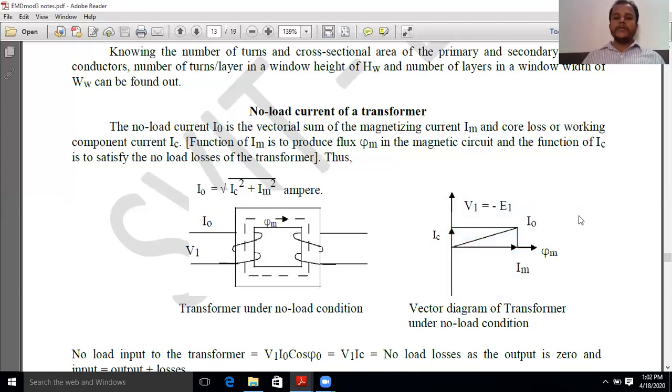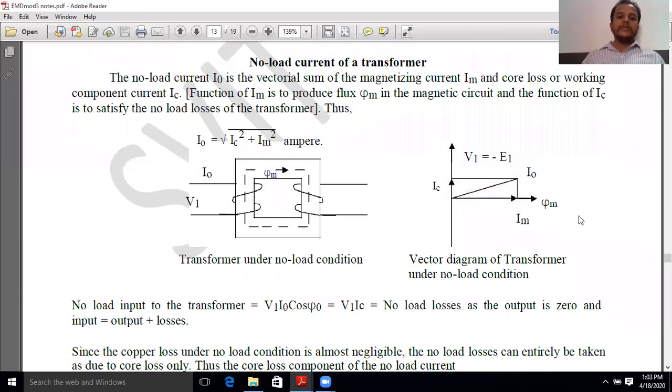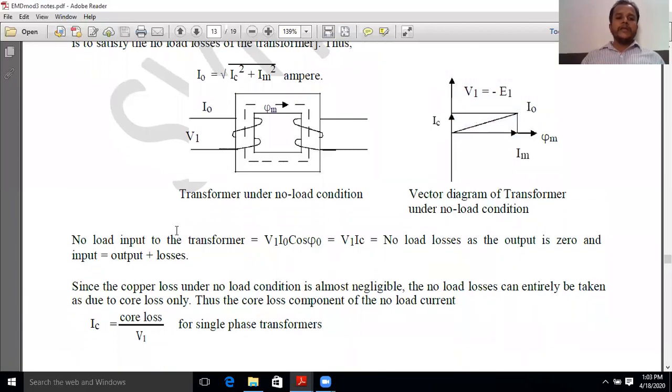Moving further, the no load input to the transformer will be V1 I naught cos phi naught. So it is V1 IC, and that is equal to the no load loss, as the output is 0 and hence input will be output plus losses. Since the copper loss under no load condition is almost negligible, because there is no such copper loss under no load condition, the no load losses can entirely be taken as due to the core loss.